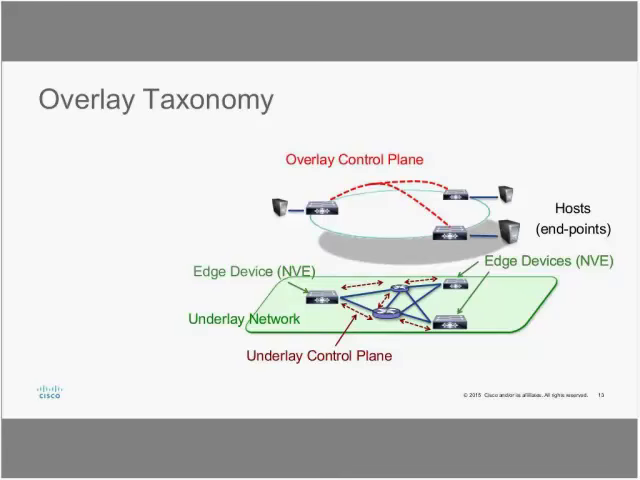So this is where the overlay control plane comes into the picture. For VXLAN terminology, we use VTEPs, which are the tunneling endpoints, which bridge your end hosts over the underlay using an overlay control plane.